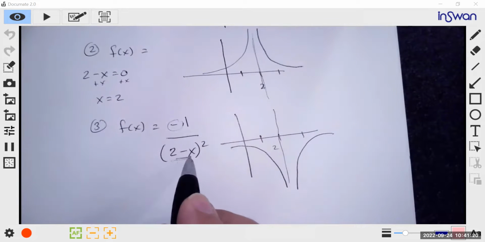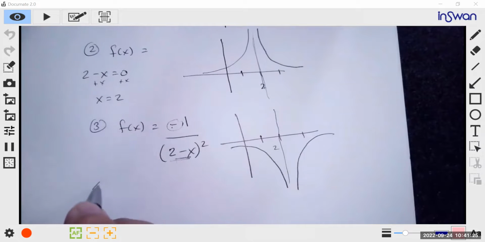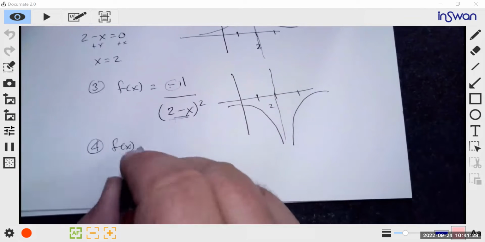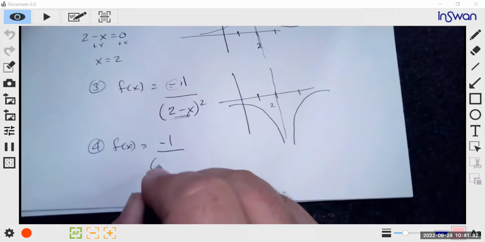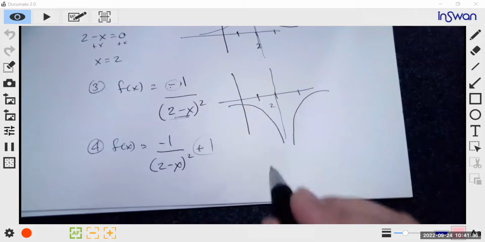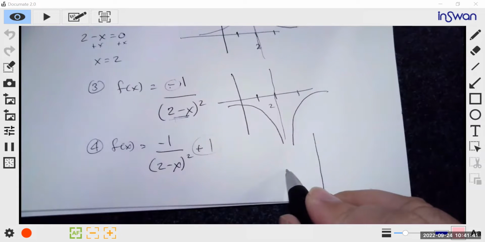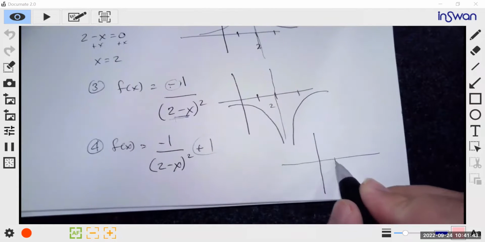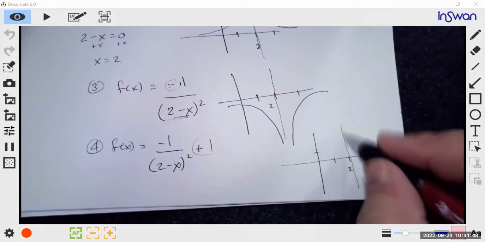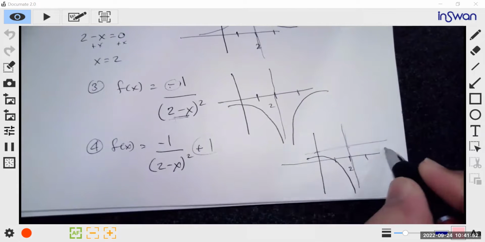Inside here's my horizontal shift. This negative tells me to flip across the x-axis. Now my last step tells me to go up one space. So here's my new origin. So the graph looks like this.